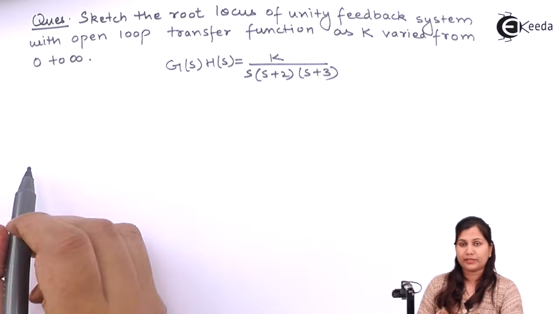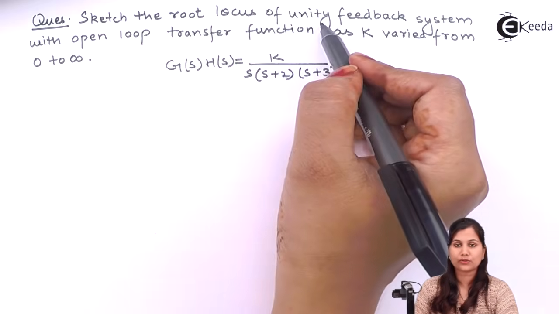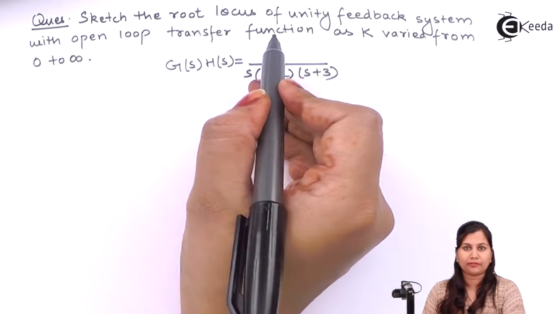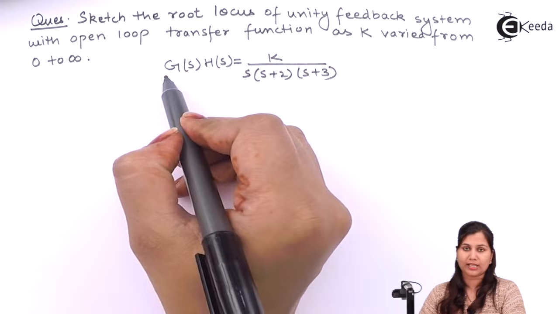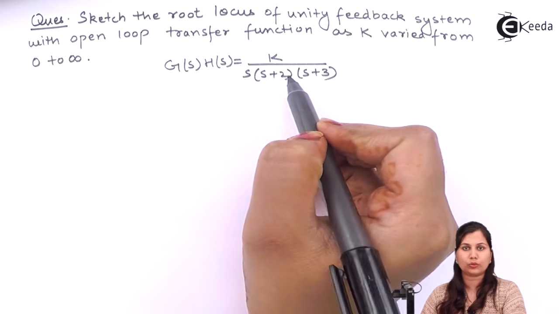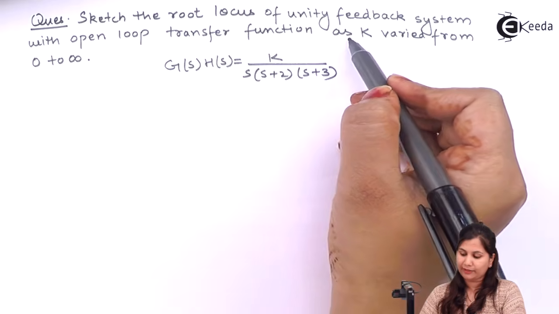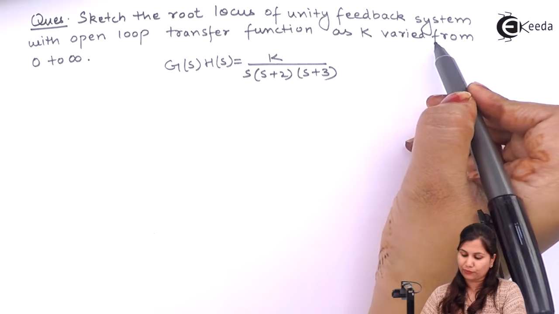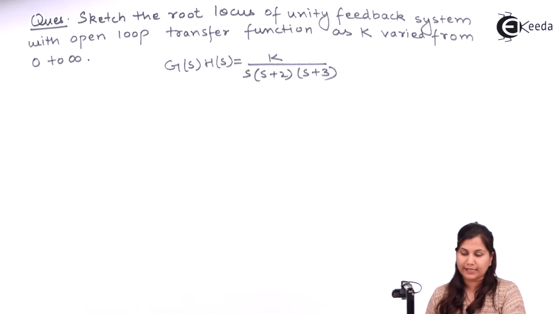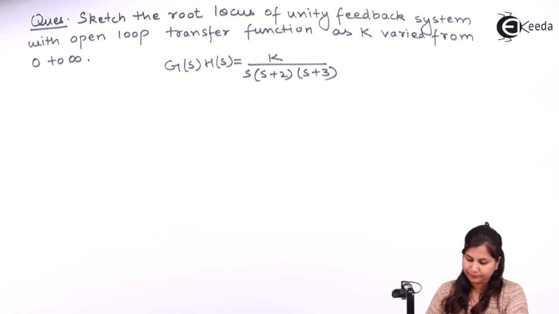Our problem is to sketch the root locus of a unity feedback system with open loop transfer function given to us as G(s)H(s) equals K upon s(s+2)(s+3), as the value of K is varied from 0 to infinity. So let us sketch or plot the root locus of this system.